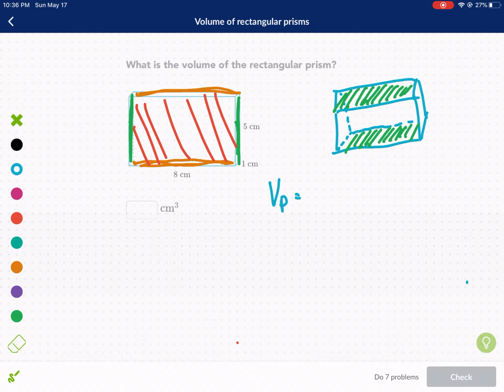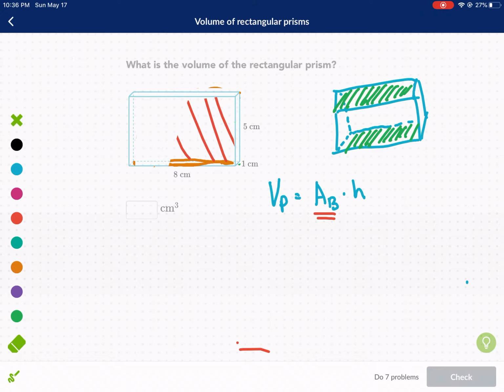So the volume of a prism is equal to the area of the base times the height of the prism. We could find the area of the base and then multiply it by the height, and that will give us our volume. Depending on what you choose as your base for a rectangular prism, that will affect what the height is. So make sure your height is always perpendicular to your base. The height also connects your two bases.